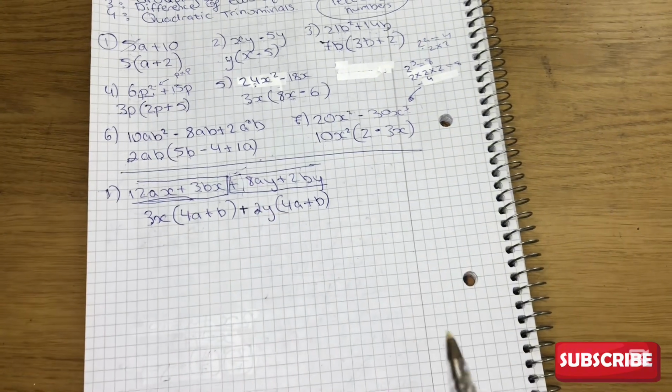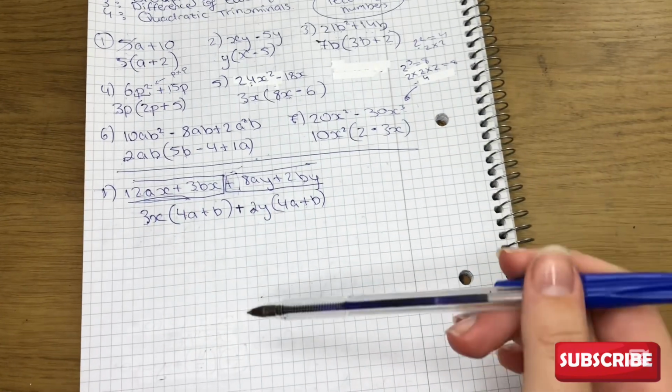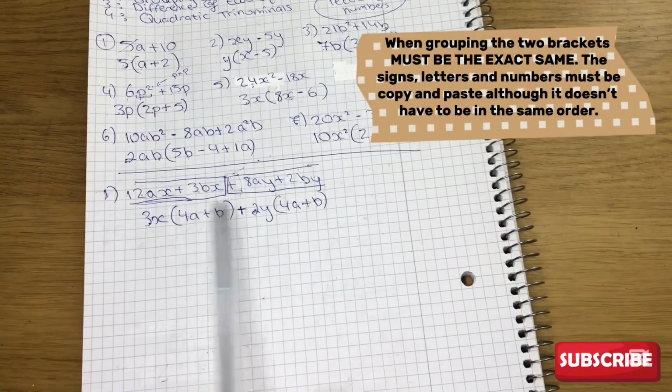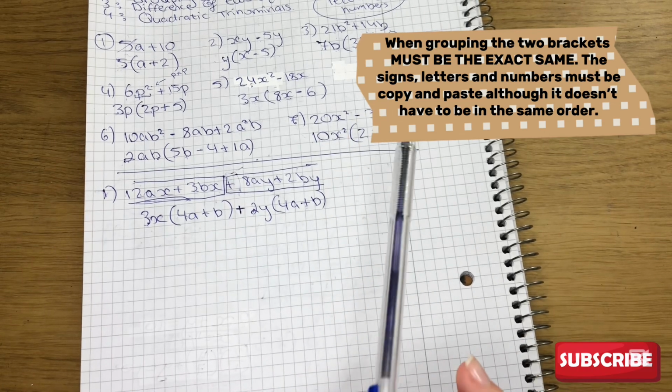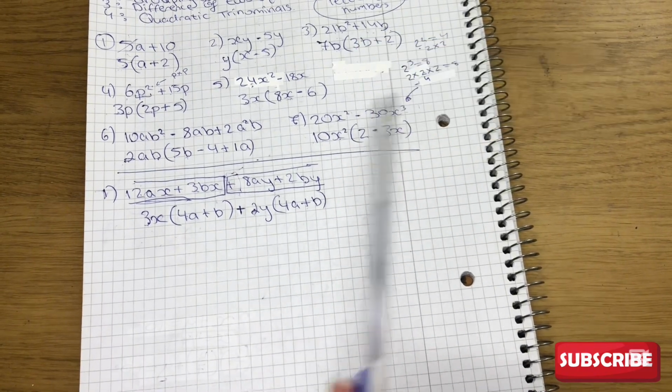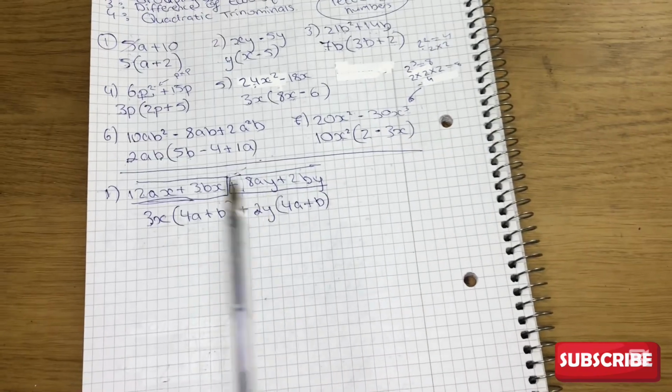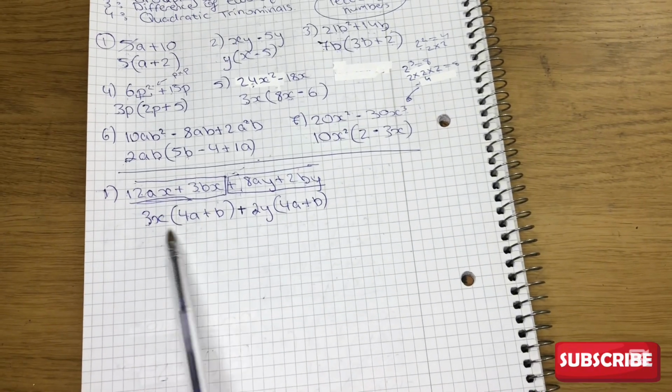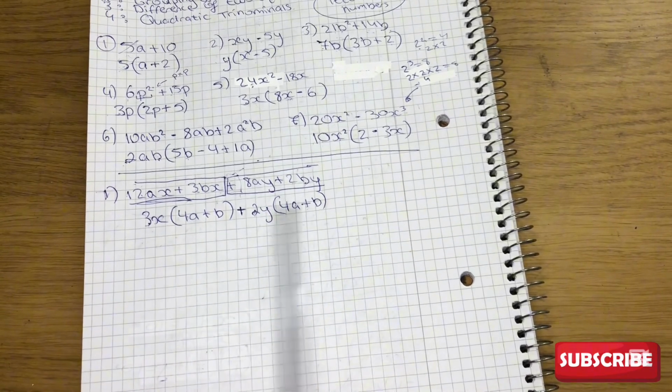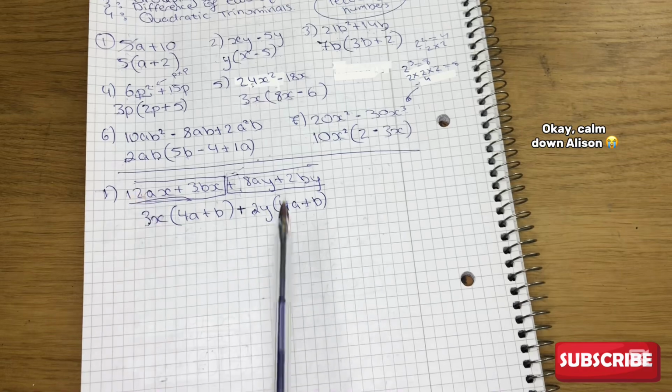So one other tip that can help you is when you are grouping and you are at this stage, your brackets must be the exact same. If your brackets are not the same, you're doing something wrong. Simply as that. You need to see if your brackets are the exact same. Signs are the same, numbers are the same, letters are the same, everything. It has to be the exact same. Like copy and repeat. Repetition, guys.